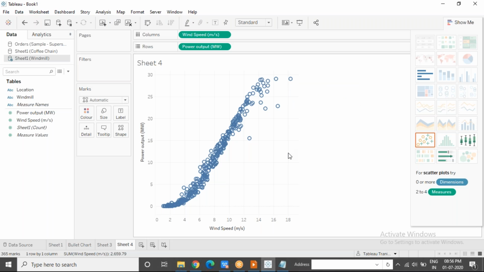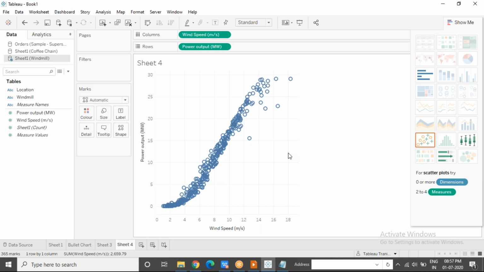Now the client comes up with something new. They say that the weather department has forecasted that the wind speed is going to be 30 meters per second tomorrow. Now, what is the power output that I can expect to generate in my power station? Can we answer that question? 30 meters per second?